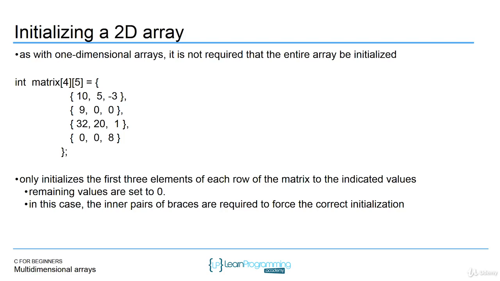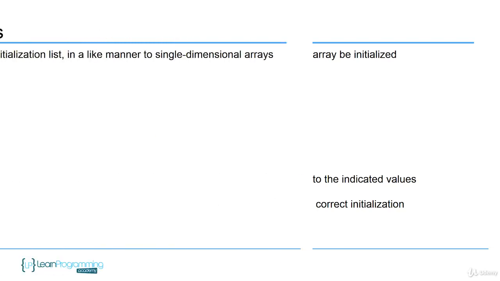So what would happen is, this would actually initialize the first 12 elements. So it would initialize all the elements in the first row, all the elements in the second row, and then the first 2 elements in the third row, and the rest of the elements in the third row and the fourth row would be 0. Again, this is a two-dimensional array of 4 rows and 5 columns. It would just do them consecutively. So don't forget the braces if you only want to specify certain initialization elements.